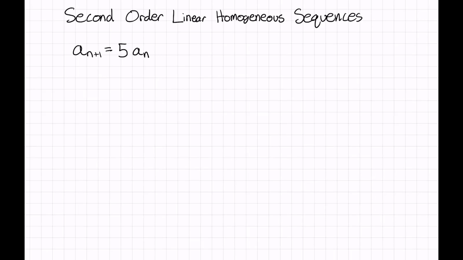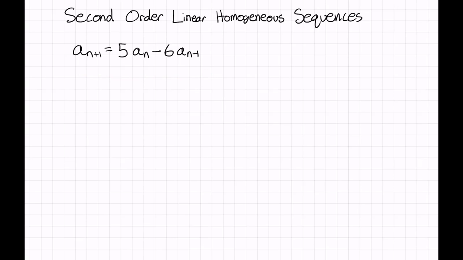Another way of generalizing these geometric sequences is we can say, all right, what if our subsequent entry isn't just some constant times a previous entry? What if we also brought in an even earlier entry? So this should be reminiscent of the Fibonacci sequence, only rather than it being a_n plus a_{n-1}, we have some other coefficients in front of these things.